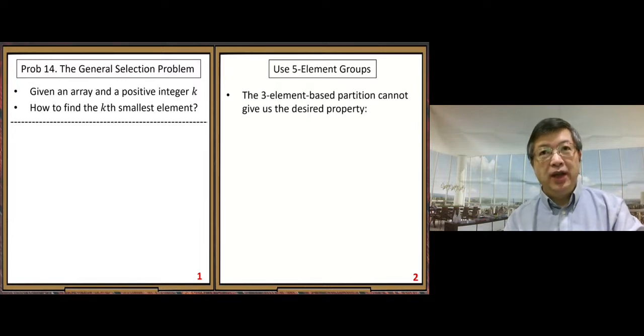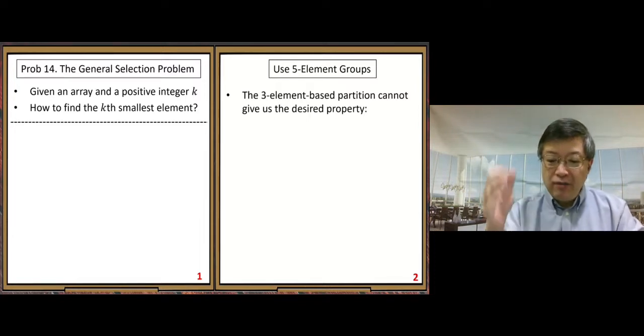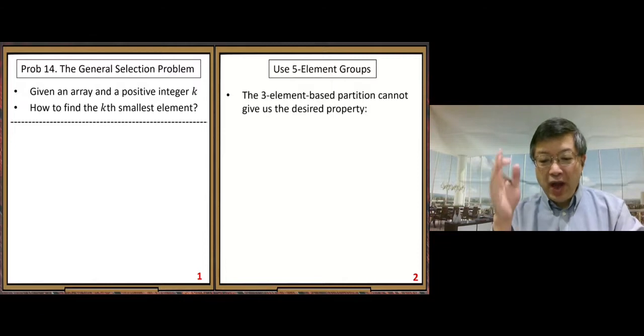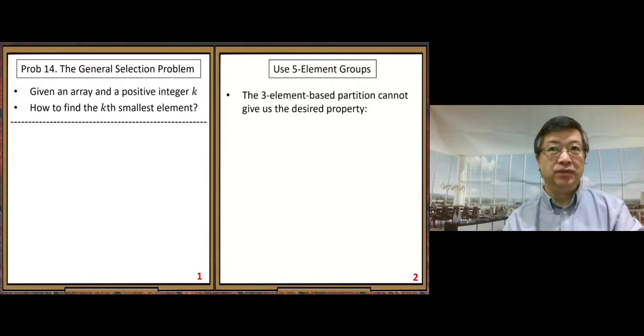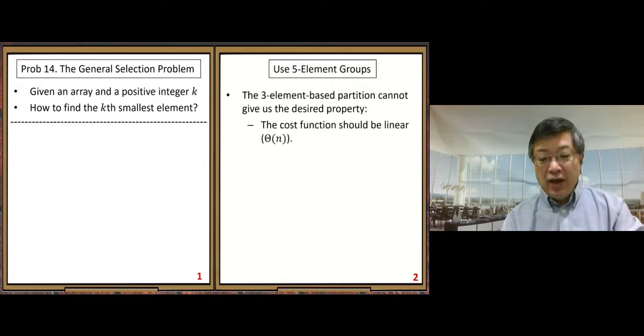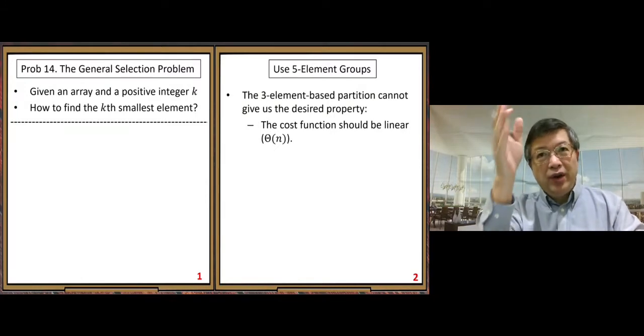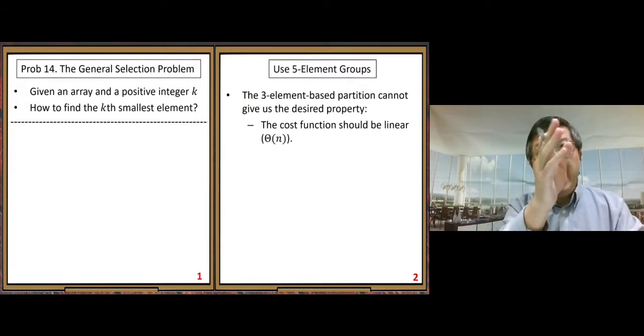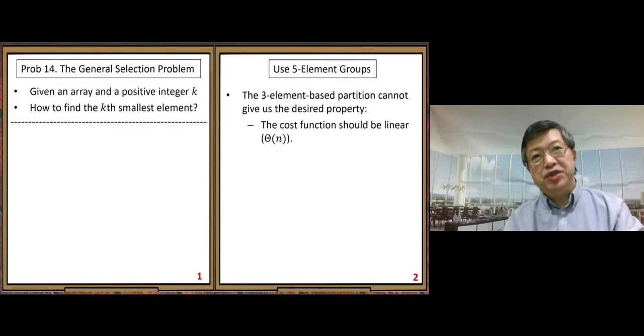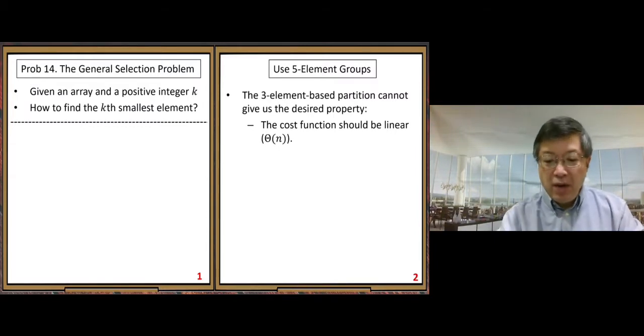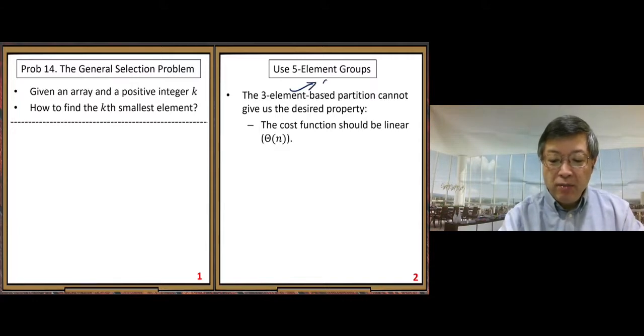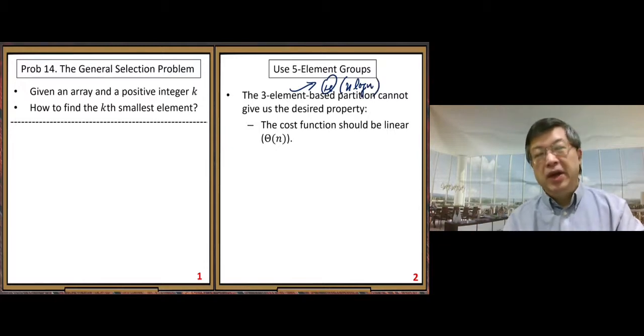So here is a list of properties from the 3-element partition. Our goal is to get big theta of n, linear efficiency. But with the 3-element partition, we just get big theta of n log n. We cannot take it.